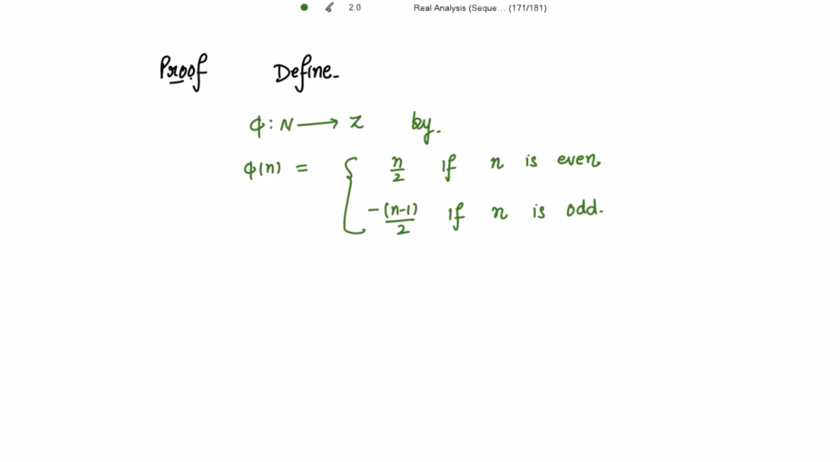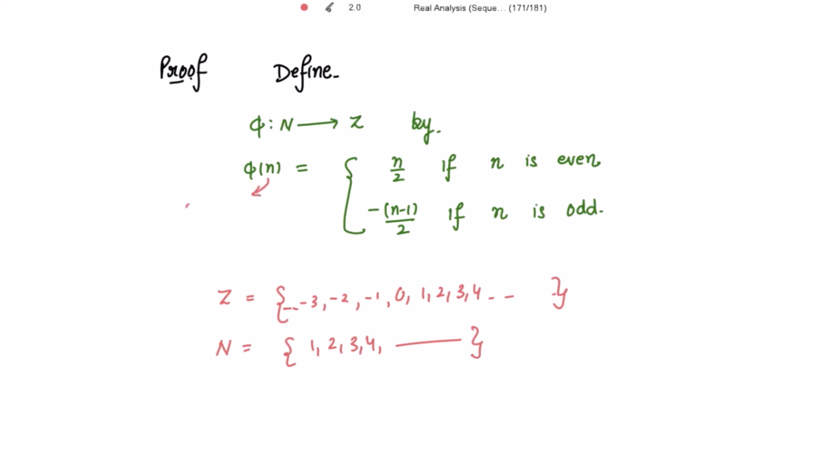Because there should be a one-to-one correspondence between the set of natural numbers and the set of integers, we have to define such a phi for that. Now the set of integers is what? It is 0, 1, 2, 3, 4, and so on, and negative 1, negative 2, negative 3, and so on. This is the set of integers, and the set of natural numbers is 1, 2, 3, 4, and so on.